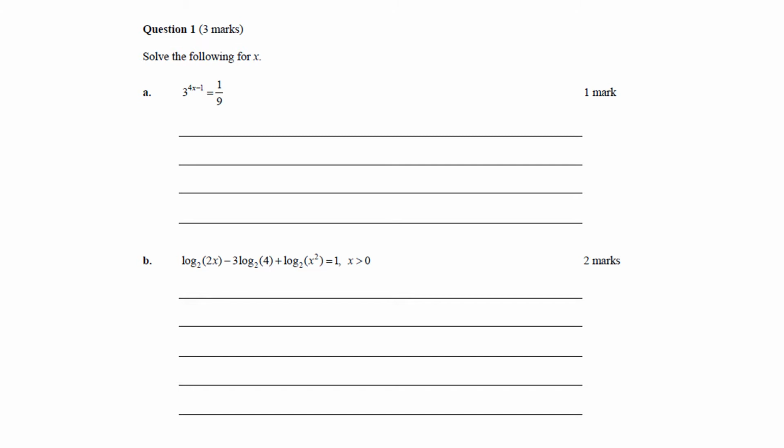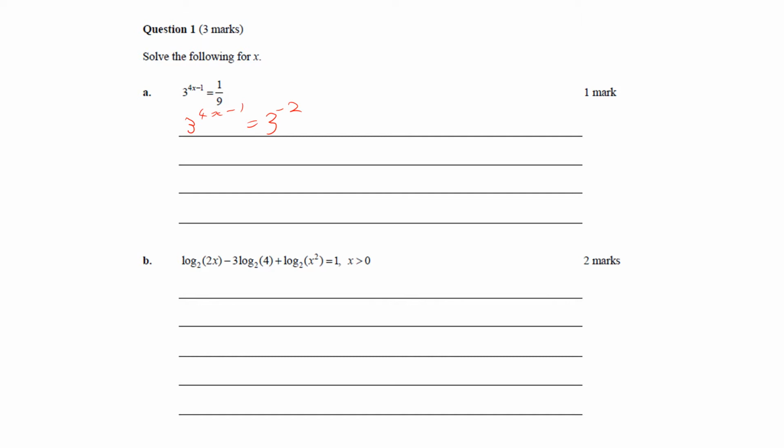When we're solving these problems, we need to make sure that we have the same base on both sides of the equation. Then we can just set our powers equal. So at the moment, we have 3 to the power of 4x minus 1. I'm just going to leave that be. But my 1/9, I'm going to rewrite that as 3 to the power of negative 2. The negative comes from the fact that I need to move it from the denominator to the numerator, and the 2 comes from the fact that 3 squared is 9.